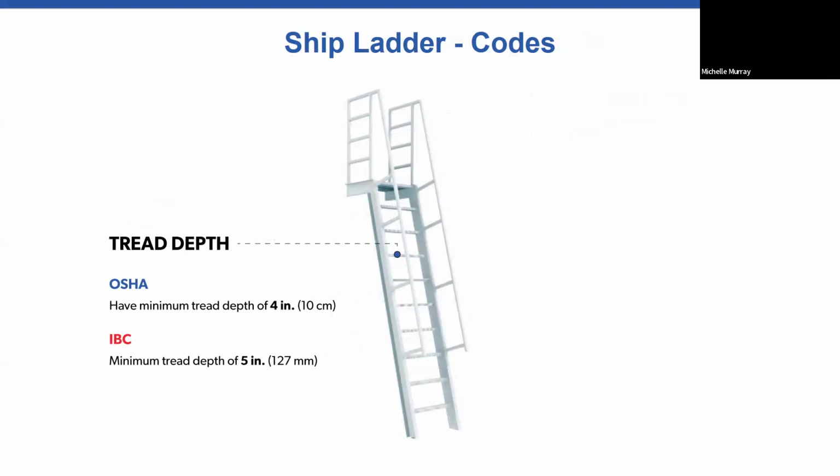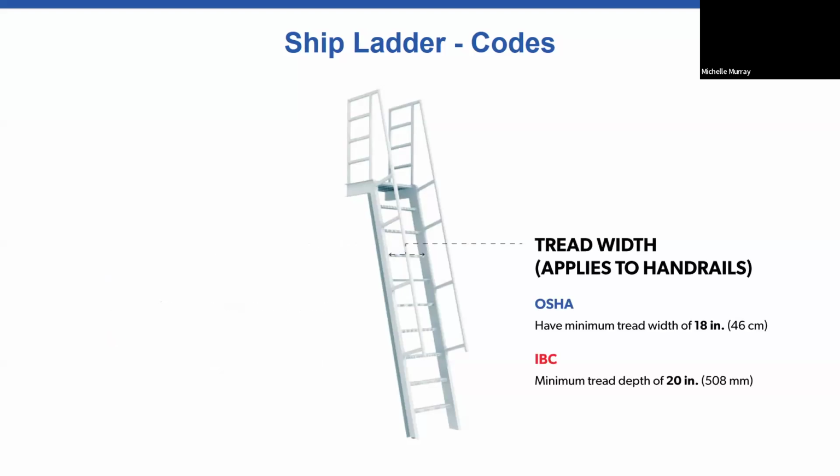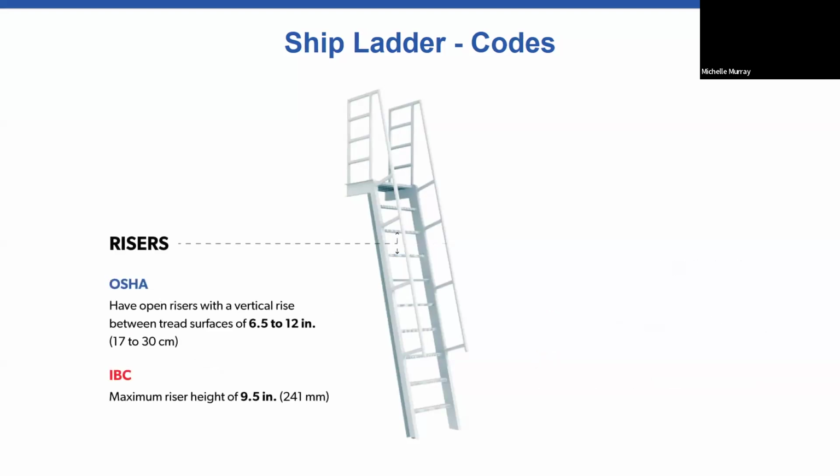As we move on to some codes for ship ladders, we're going to look at the similarities and differences again between OSHA and the IBC. For your tread depth, you need a minimum of 4 inches for OSHA and 5 inches for IBC. Your tread width, OSHA is 18-inch minimum, and for IBC, it's 20 inches. The risers will be between 6.5 to 12 inches for OSHA, and for IBC, a maximum of 9.5 inches.